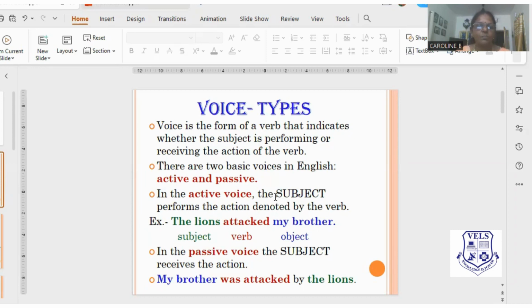Here, the action is performed by the lions. So that's the subject. But in the passive voice, the subject receives the action. My brother was attacked by the lions. So here, the performer or the doer of the action, the lion, comes at the object place.